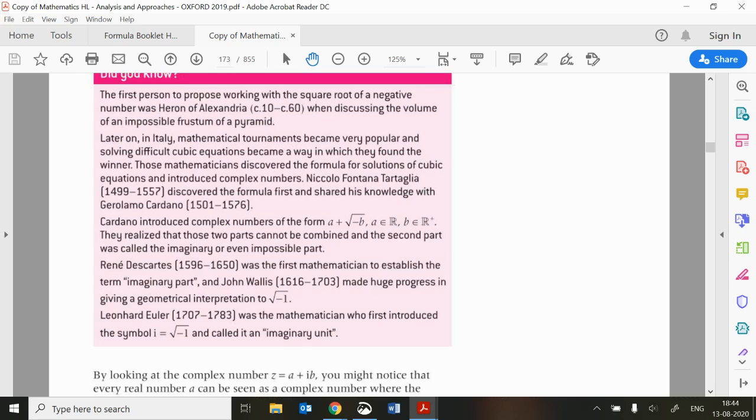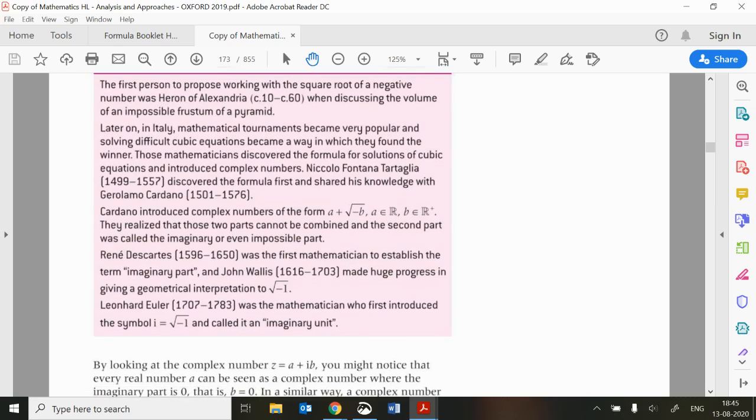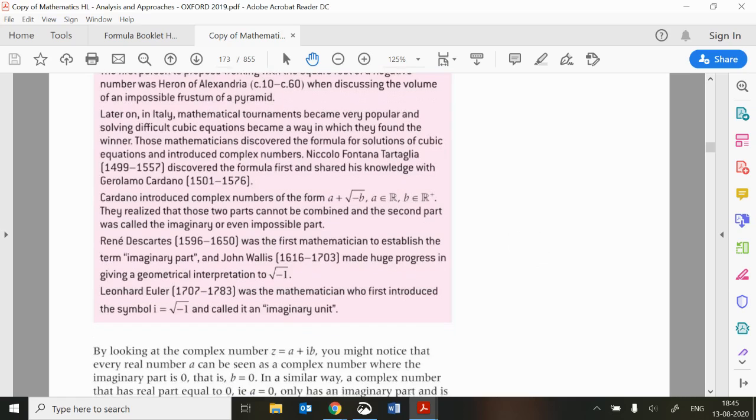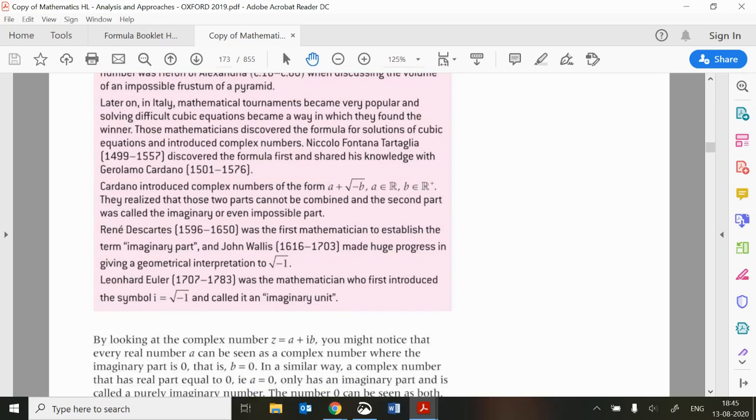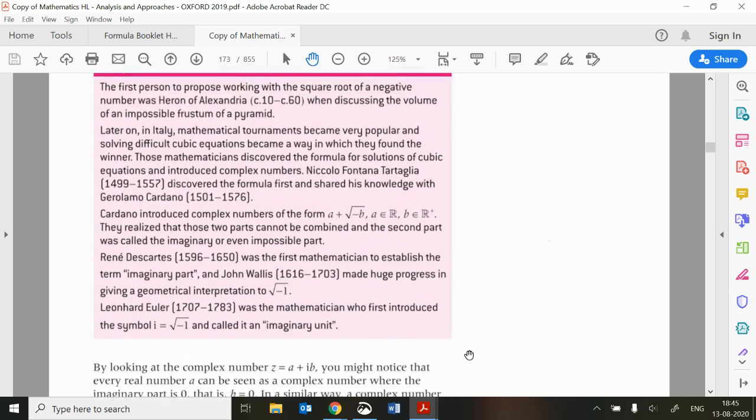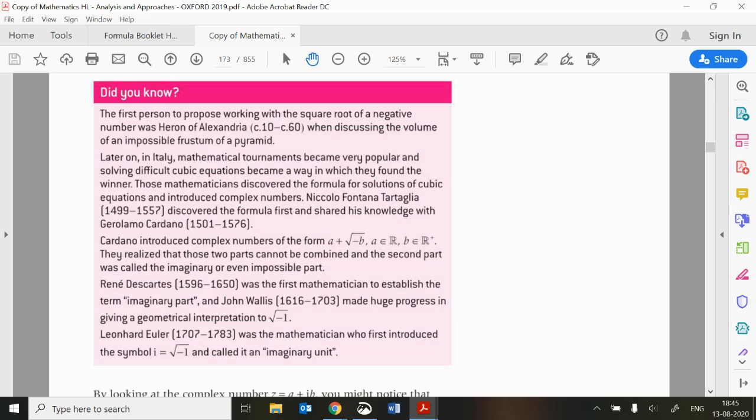So we have Tartaglia. I don't know if I pronounced that one right, but between 1499 and 1557, and then we're talking about Cardano. And Cardano introduced complex numbers in the form of a plus the square root of b. But in fact, it's not all the way until Euler until we get i being equal to the square root of -1. And there's a bit in between where Descartes is talking about the imaginary part of a number, which gives an interpretation to the square root of -1.